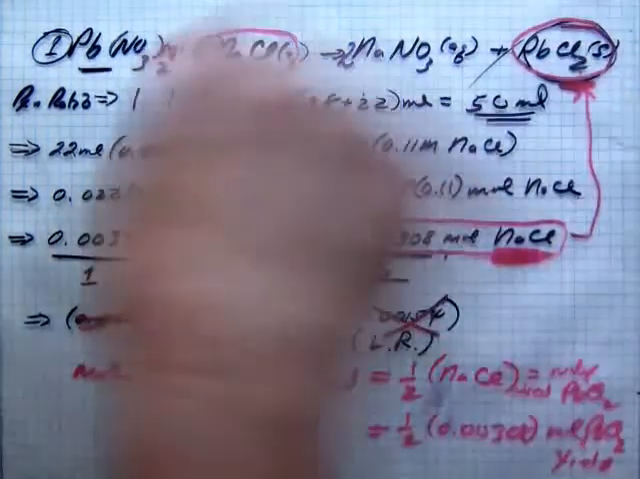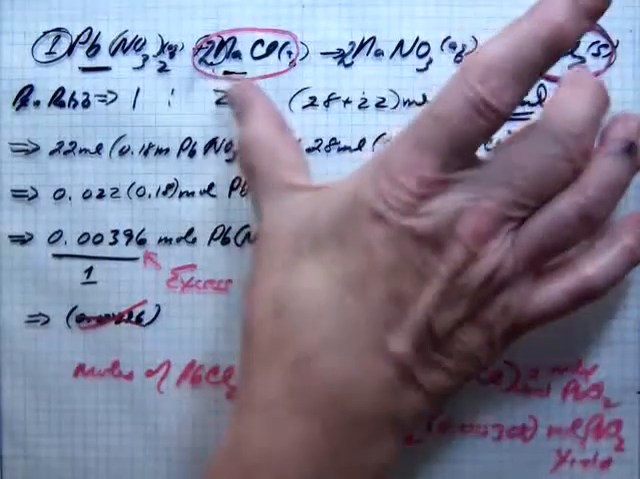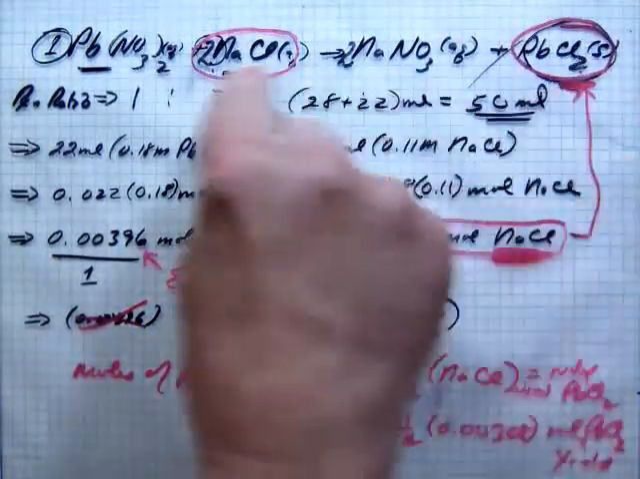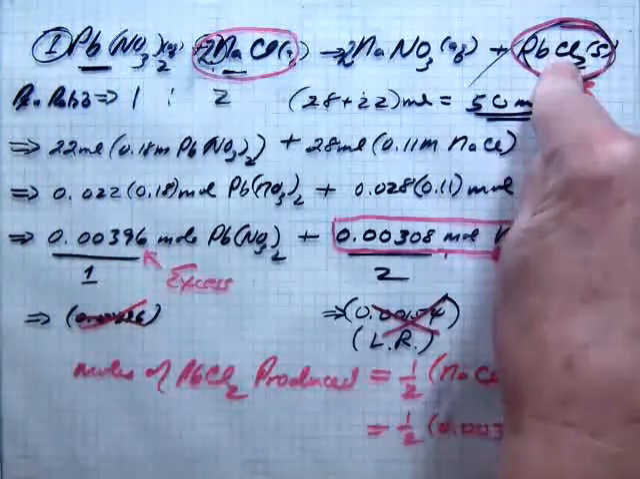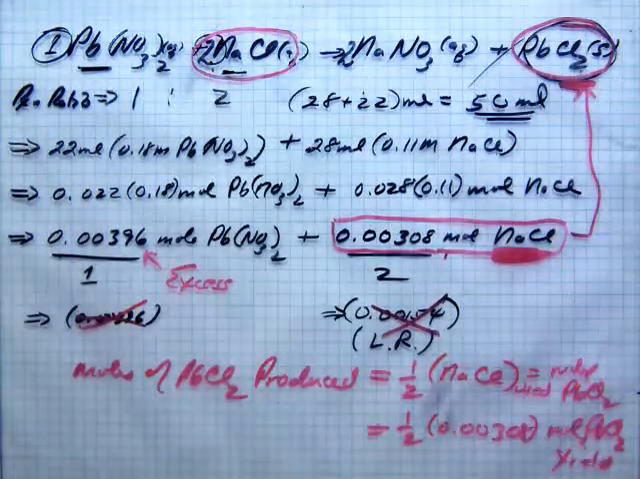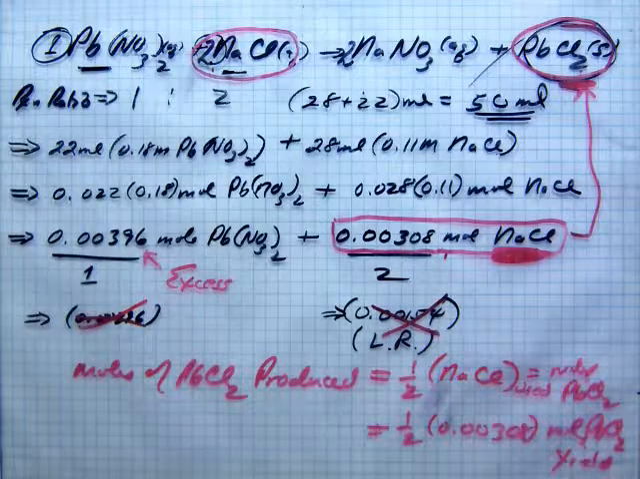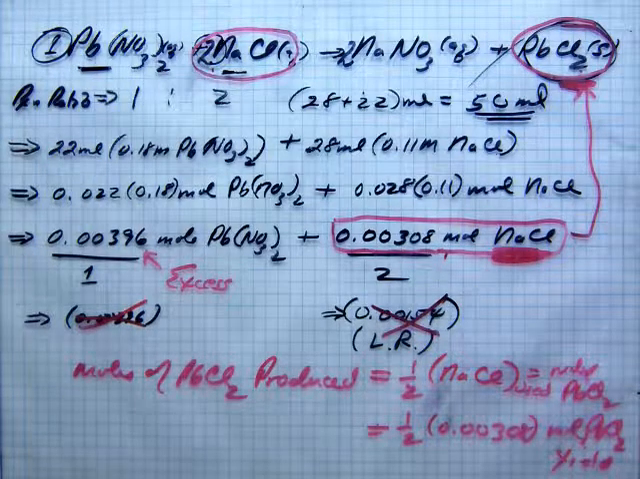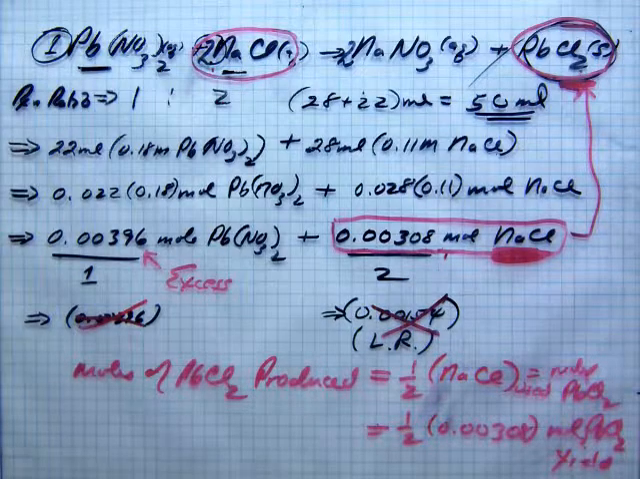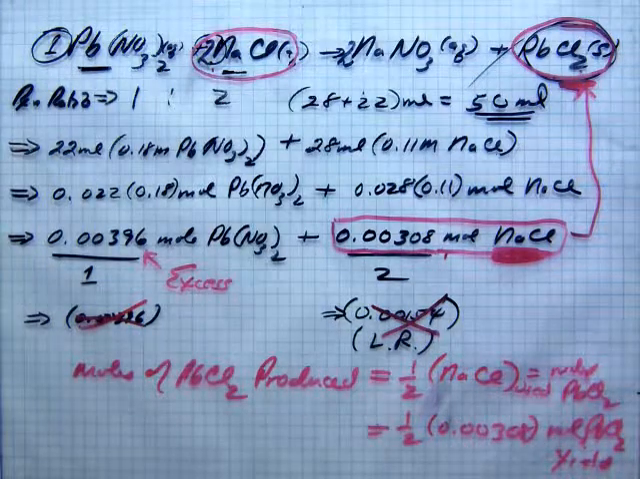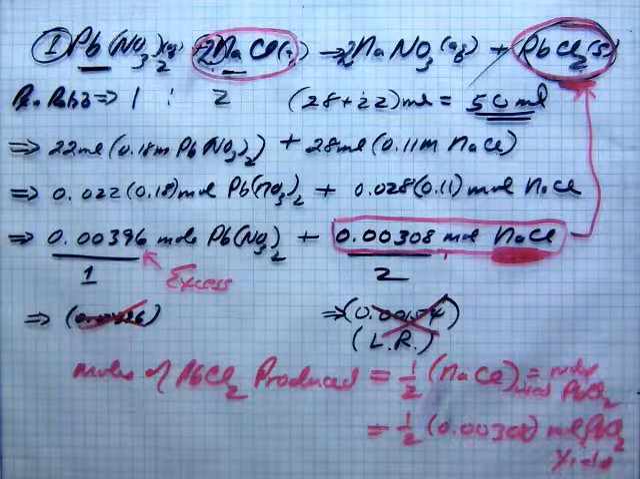2 to 1. 2 to 1. Study that. Right here. That's half of 2, isn't it? Is that half of 2? 1. That lead chloride up there has a coefficient of what? 1. What's the coefficient on this one? 2. We're going to use all of that.